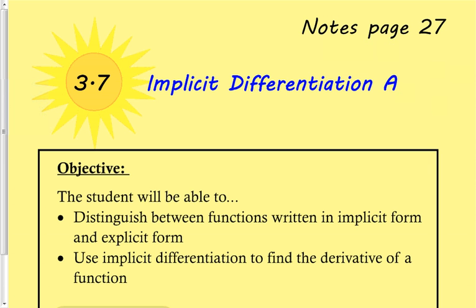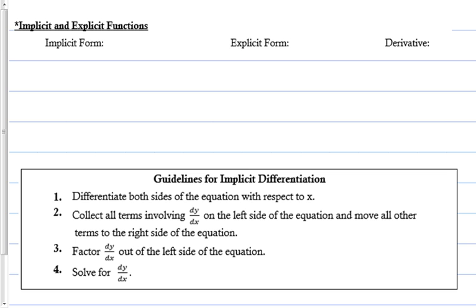All right, 3.7 implicit differentiation, part A. Implicit differentiation has to do with deriving when you have x's and y's in the function. So let me explain. Implicit is something, an equation or a function, that would look like this: x times y equals 1. See how they're both on the same side of the equal sign?